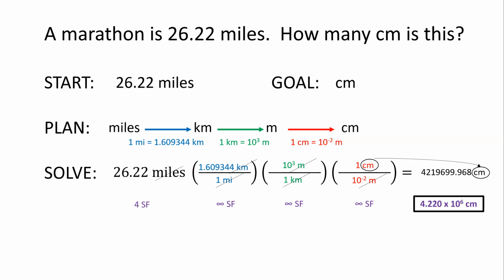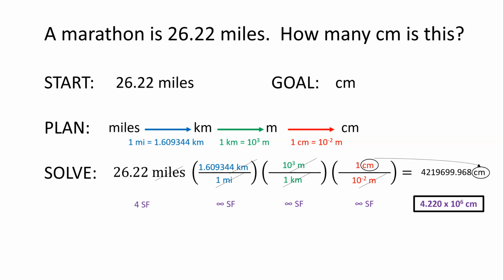And surprise, surprise, we get exactly the same answer we got before, 4.220 times 10 to the 6th centimeters. Both routes, both plans, both ways that we got to that end result got us to the same end result, as it should have. They're representing the same phenomenon. We're still looking at the same distance to travel in that particular marathon race. So it should be exactly the same result. It shouldn't matter how we got there.